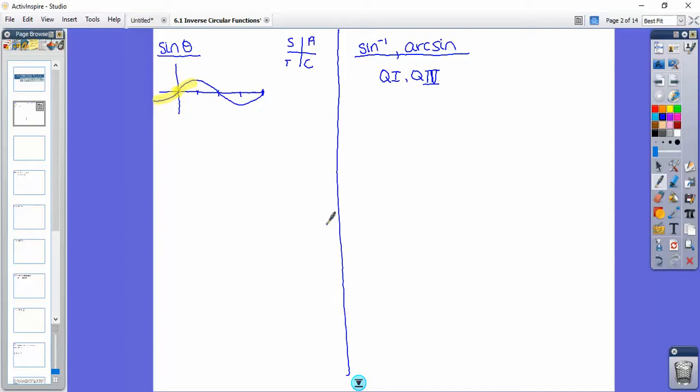So the first thing I'm doing is looking at all 6 trig functions and figuring out which quadrants we would have to be in if I'm talking about the inverse. You have to have the positive and the negative quadrant for each.